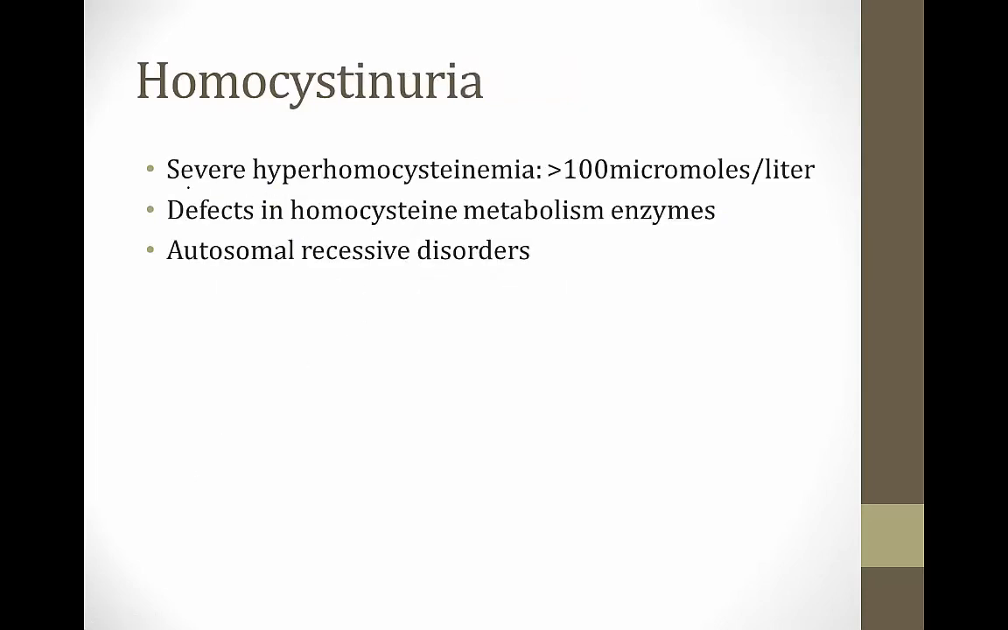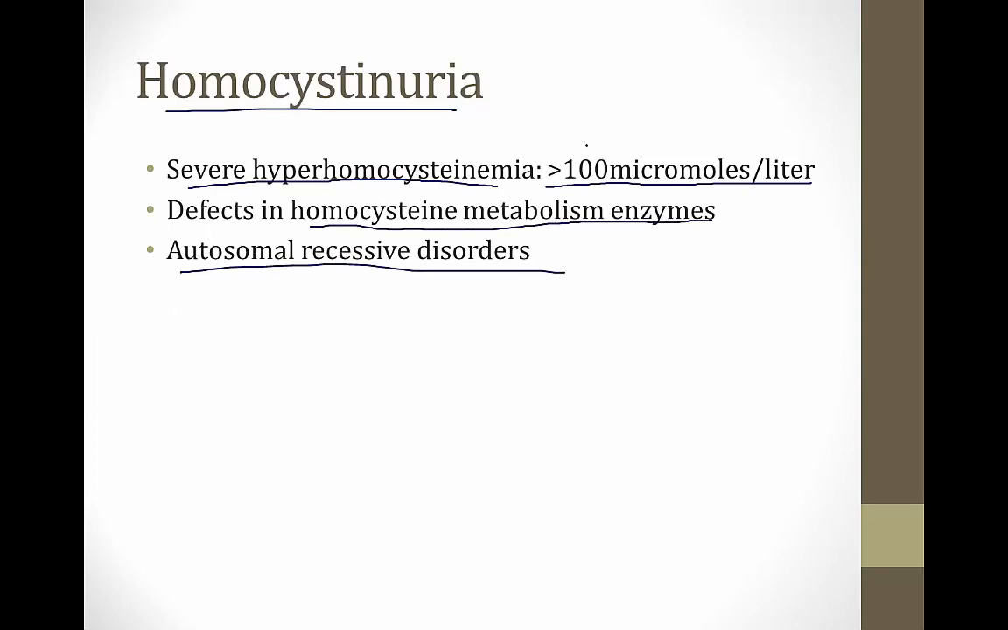When patients have a severe elevation of homocysteine, we call this severe hyperhomocystinemia. This is usually an elevation to greater than 100 micromoles per liter. This is often called homocystinuria because the homocysteine appears in the urine, and this is usually due to defects in one of the homocysteine metabolism enzymes. There are a number of autosomal recessive disorders which can lead to these very high elevations of homocysteine levels in the plasma.